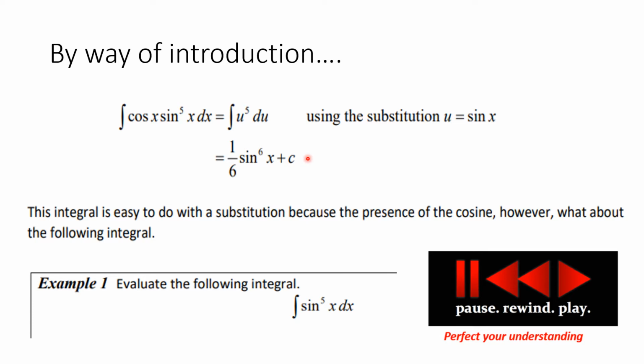We find this is 1/6 sine sixth of x plus c. So that integral was easy to do with the substitution because of the presence of the cosine. However, what about the following integral where we've taken this one and dropped the cosine out? So evaluate the following integral, the indefinite integral of sine to the fifth x dx. You know what to do. Let's see how you did.